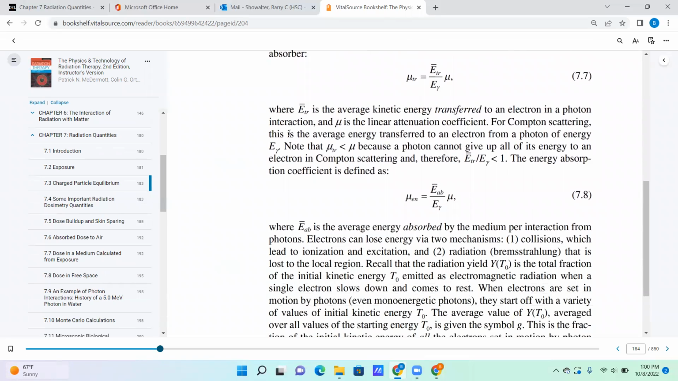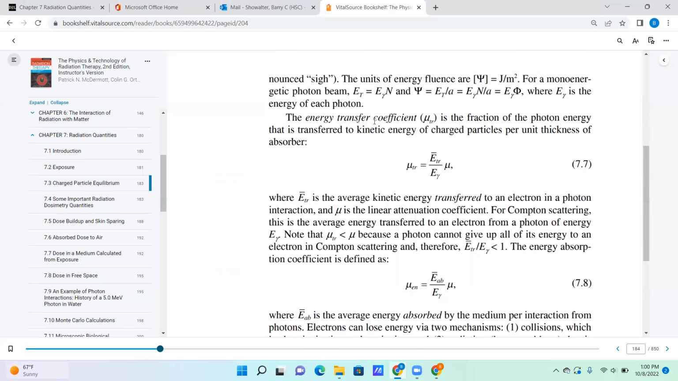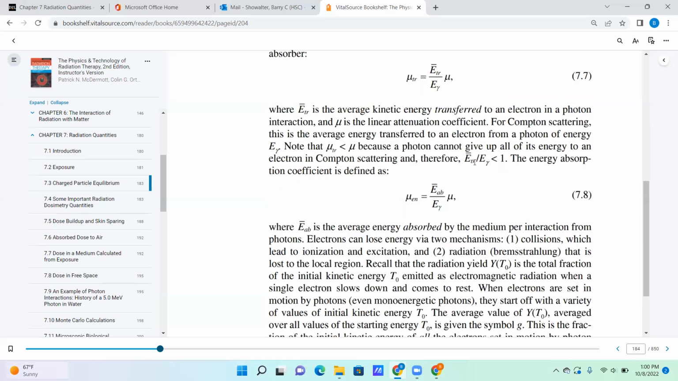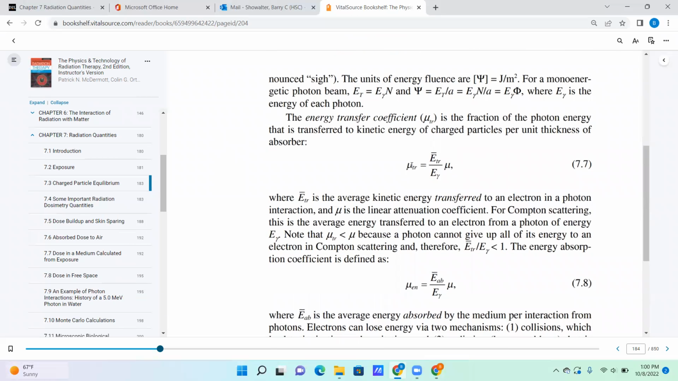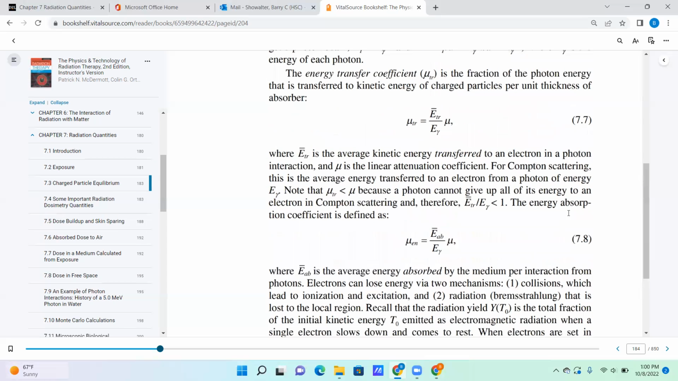For Compton scattering, this is the average energy transferred to an electron from a photon of energy E sub gamma. Notice that the energy transfer coefficient is going to be less than the linear attenuation coefficient, because a photon cannot give up all of its energy to an electron in Compton scattering. And therefore, this ratio is going to be less than 1, which you can do a little math here and you can kind of see that.